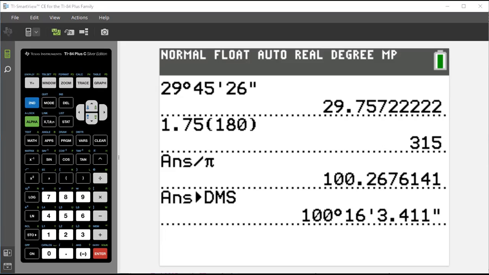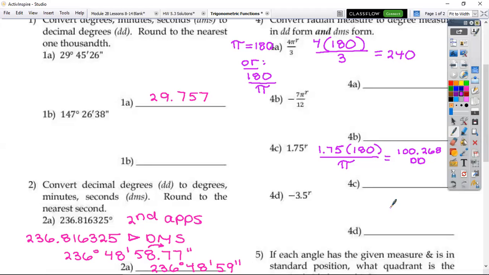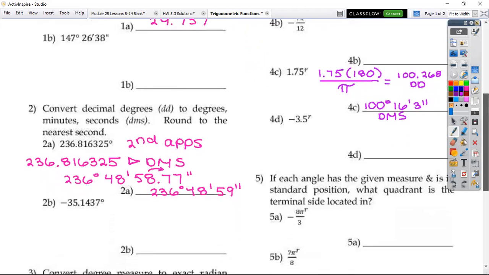Again, I don't really anticipate any trouble with that calculator. So that was decimal degree notation, and then your other would be 100 degrees, 16 minutes, and 3 seconds, and that is in DMS notation. Okay. So letter D would work out the same way. How do we feel on those? Pretty good? Okay, jump down to the next section then.